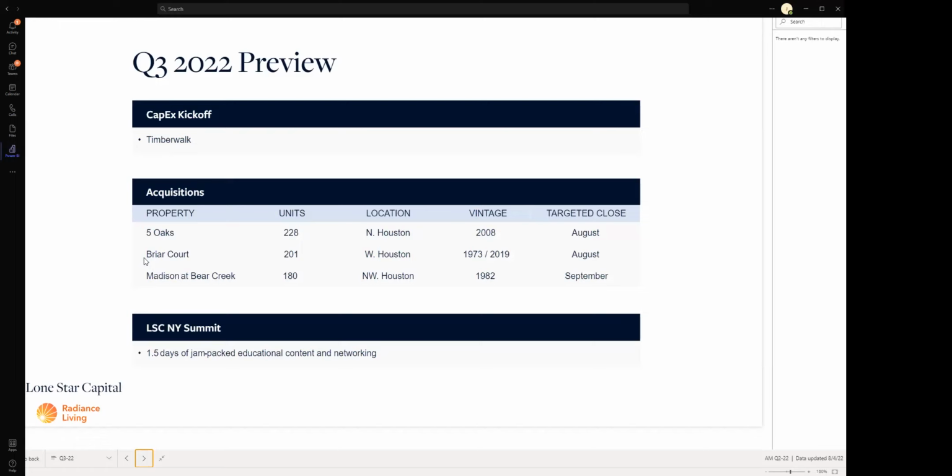This quarter also is quite busy acquisition-wise. So Five Oaks, Briar Court, Madison of Bear Creek. Madison of Bear Creek is slated to close at the end of this month, but potentially we might push it off to September. But I included this here regardless. As I mentioned, Madison of Bear Creek is the property adjacent to Timberwalk, and those are both right where Verandas of Bear Creek used to be. So we're maintaining our presence in that market. Five Oaks and Briar Court and Madison of Bear Creek are all under contract. Five Oaks and Briar Court are slated to close quite imminently, and we're very, very ready and excited to take over these properties and implement our plans there as well.